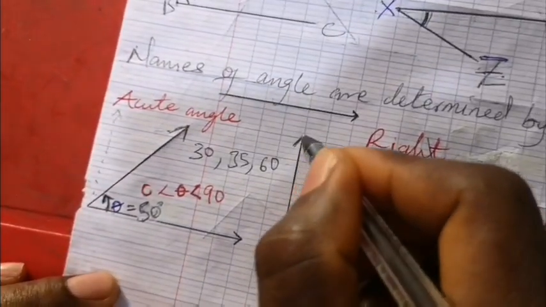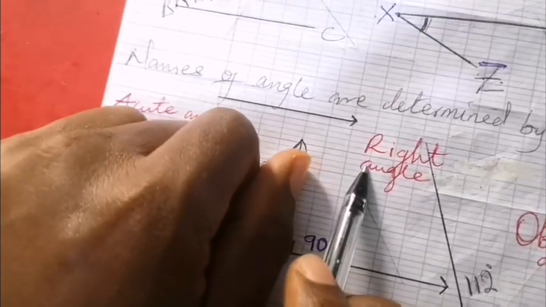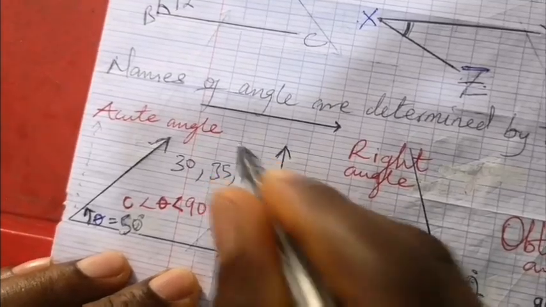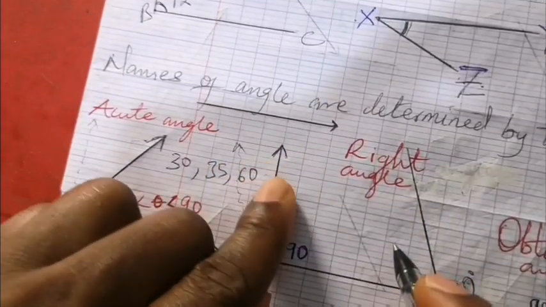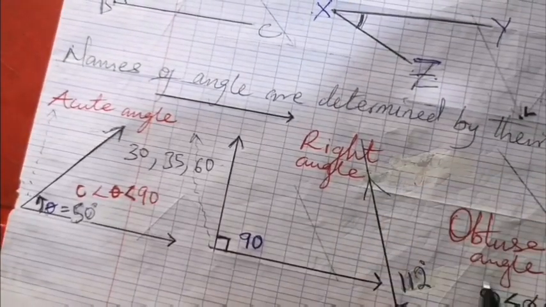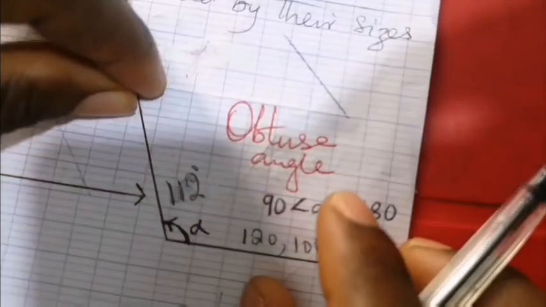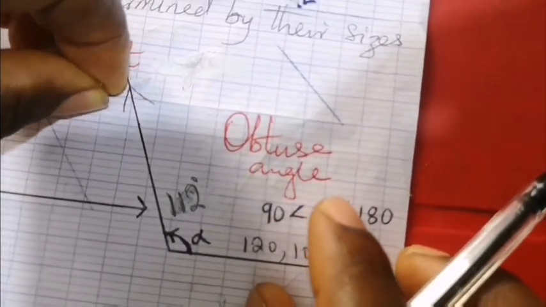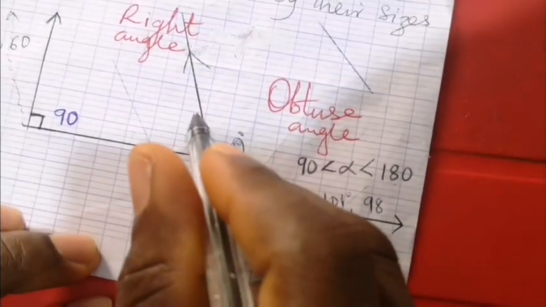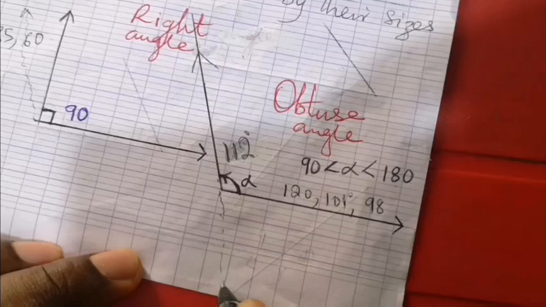So you will see what is going to happen here. Now I want to adjust this line again, to come somewhere here. If I adjust this line to be here, now look at it, which we now call obtuse angle. Now I want to adjust this line again to come down somewhere here.